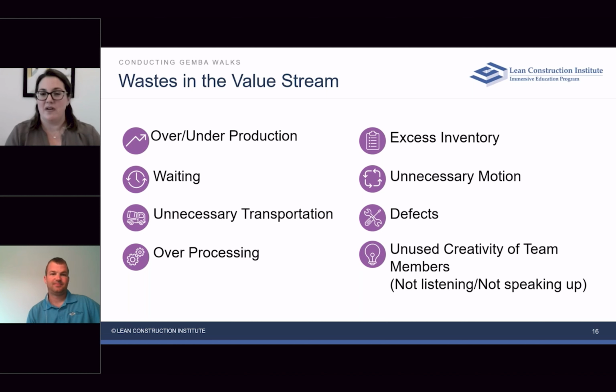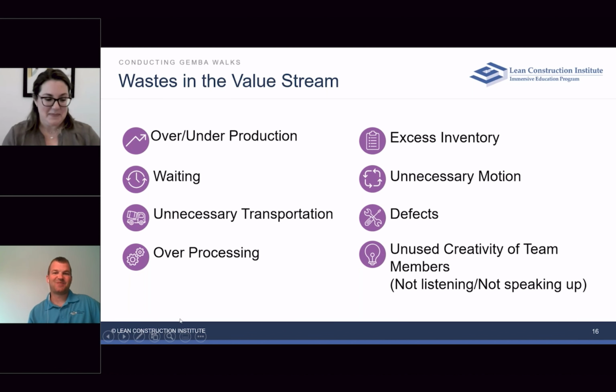So the very first one on top there is over/under production. Producing more or producing less than is needed, or before or after it is needed by the next customer in the process, is over/under production. This could possibly be a knee-jerk reaction to waiting. Oftentimes we see this in the build world when you're behind schedule. We throw more bodies at it, right? We throw more bodies on site to get on top of the work. So we're overproducing labor at that point.